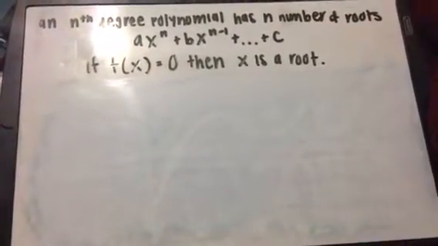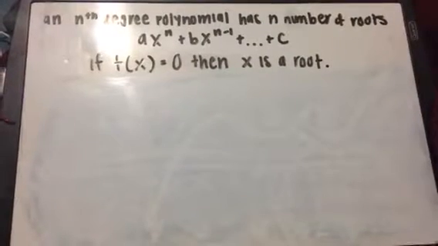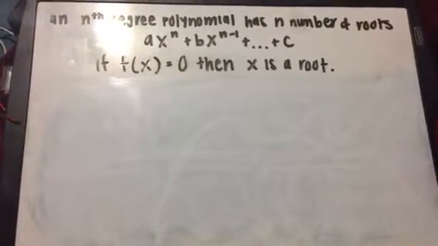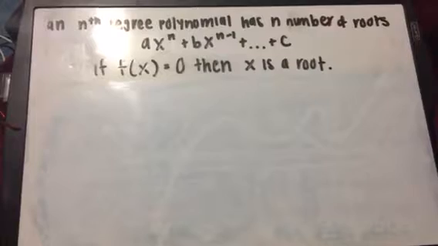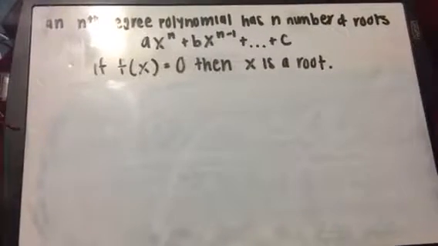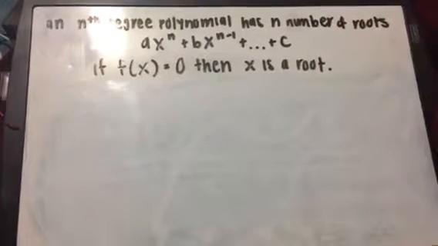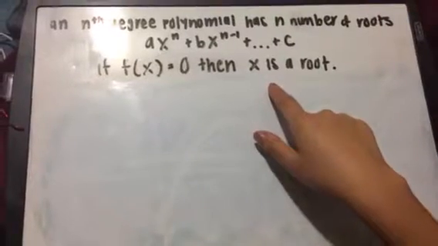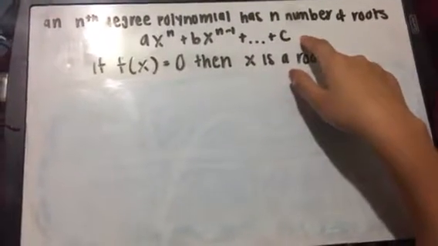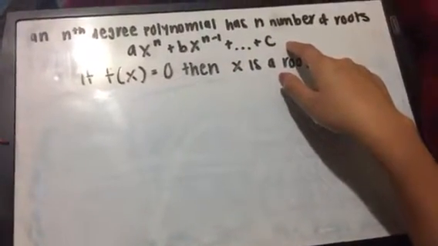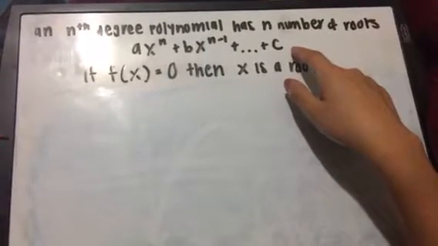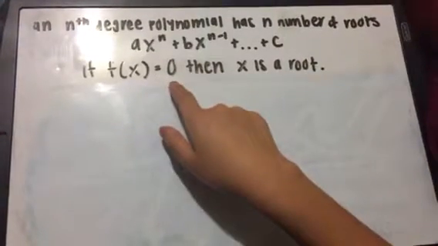The fundamental theorem of algebra states that the degree of a polynomial determines the number of solutions that function has. Basically, this means that an nth degree polynomial has n number of roots. A root is an x value that, when plugged into the polynomial ax^n + bx^(n-1) + etc., will give the function a value of 0.